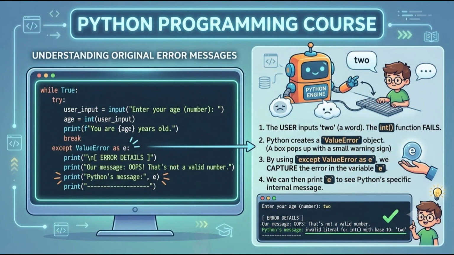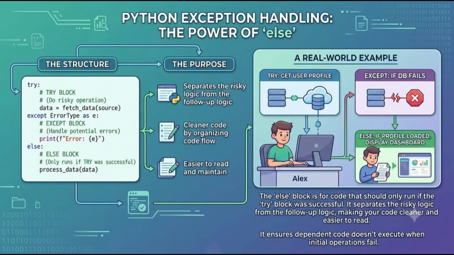Sometimes you want to see the original error message. By using except ValueError as e, we store the error in the variable e. We can then print e to see exactly what Python's internal engine is complaining about. The else block is for code that should only run if the try block was successful. It separates the risky logic from the follow-up logic, making your code cleaner and easier to read.